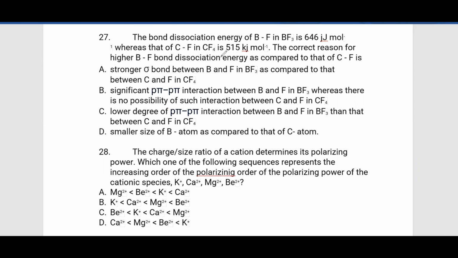And we know that boron trifluoride will be like this. 3 fluorines, the central atom is boron, and one vacant p orbital will be there on boron. And coming to fluorine, we have filled p orbitals in fluorine.